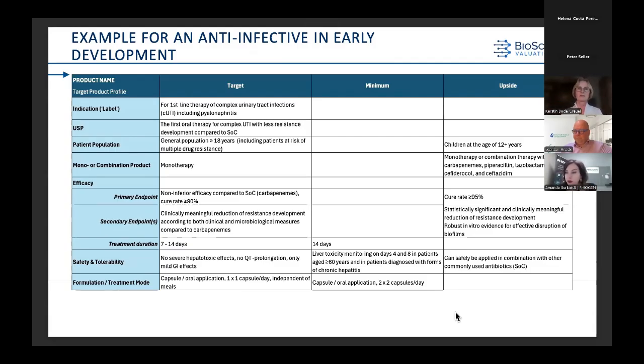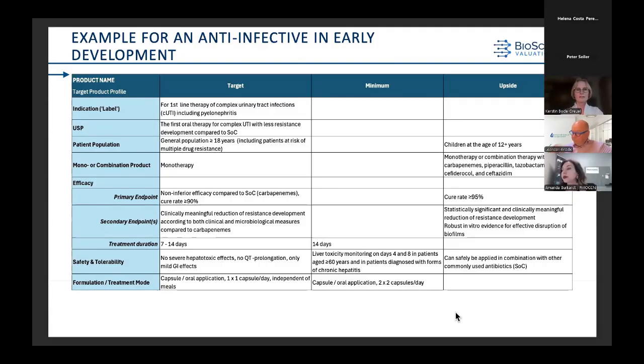we see I've just designed a fake project. So that's not really pressure tested. So forgive me if it's not really meeting the best version. So I thought if we have, for example, now an early project, like before phase 2, that is designed for complex urinary tract infections, maybe planned to be a first-line therapy. It could be the first oral therapy for complex UTIs with less resistance development compared to standard of care.